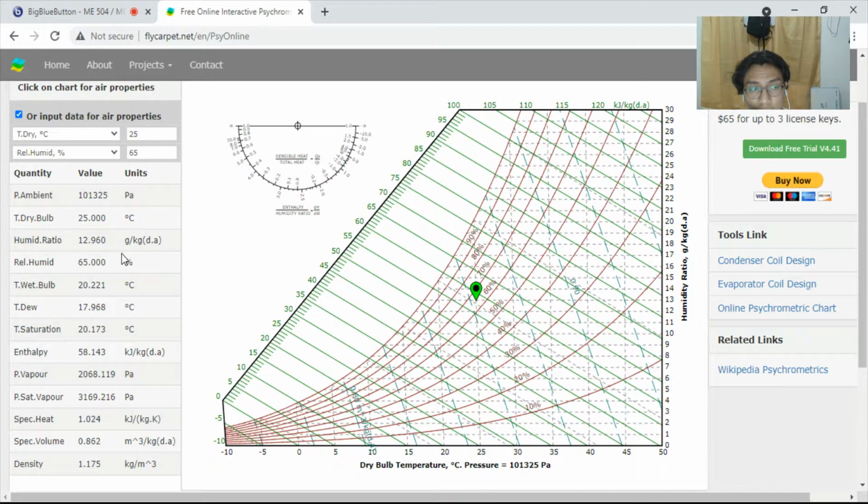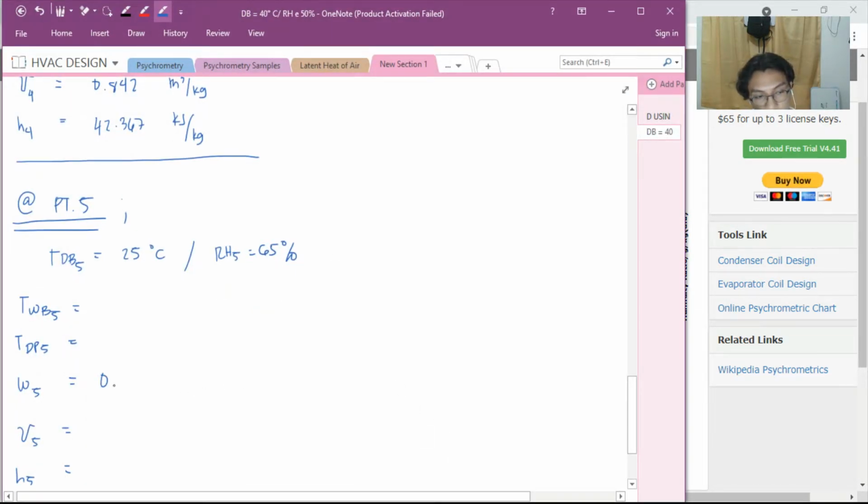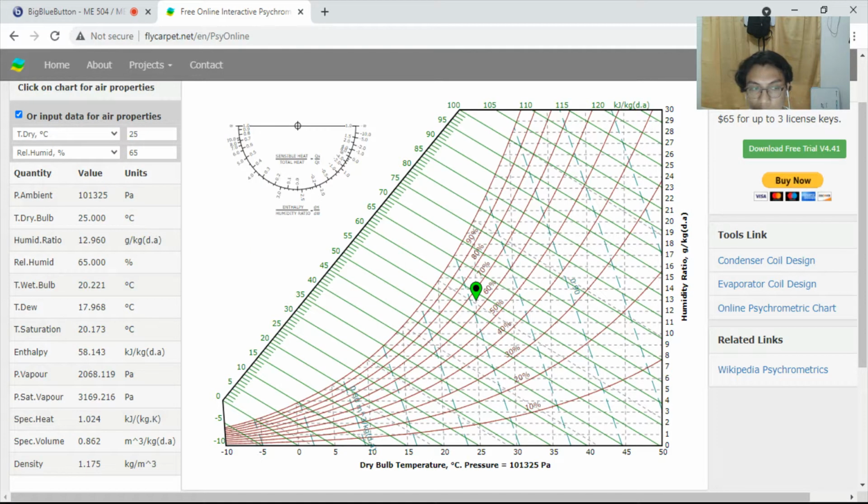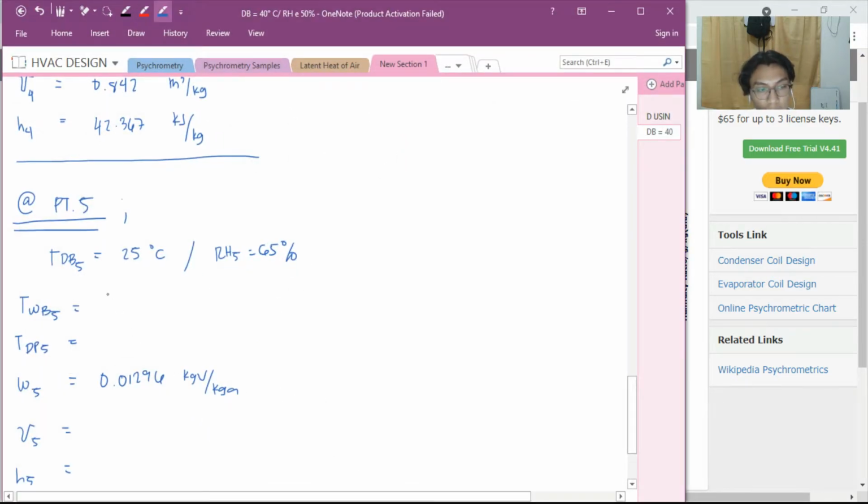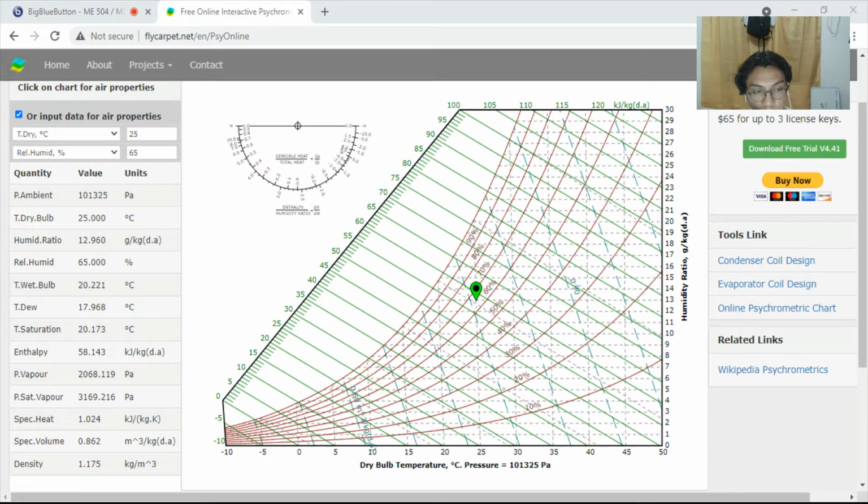So, humidity ratio, 0.01296 kilogram vapor per kilogram air. Dew point and wet bulb. Wet bulb, 20.221. In dew point, 17.968.